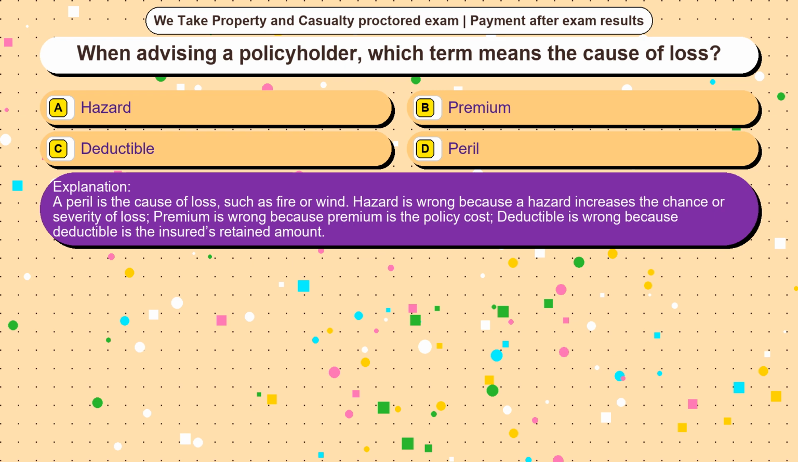Hazard is wrong because a hazard increases the chance or severity of loss. Premium is wrong because premium is the policy cost. Deductible is wrong because deductible is the insured's retained amount.